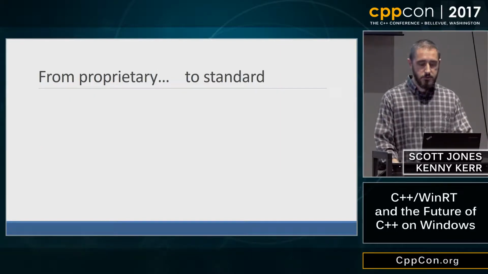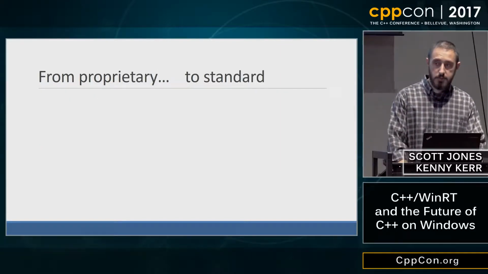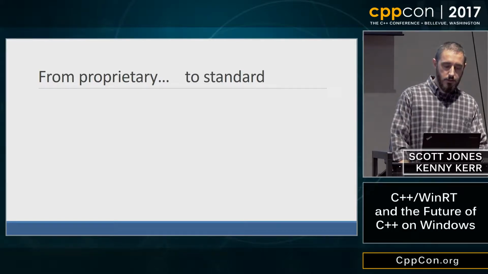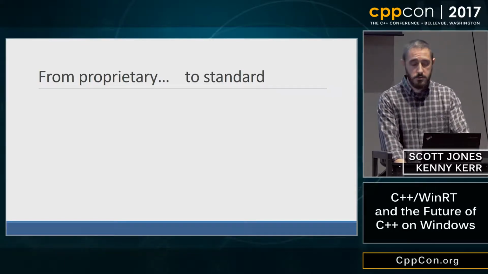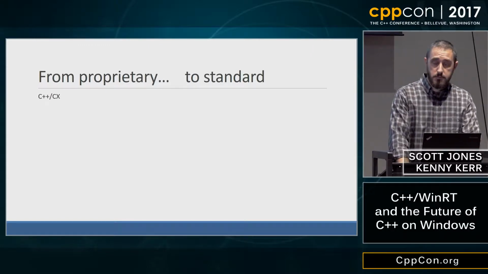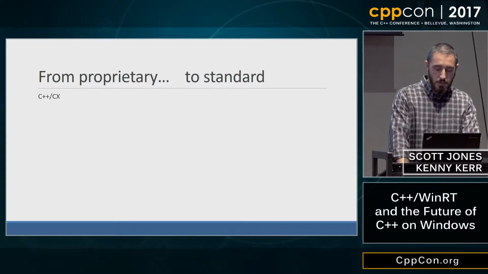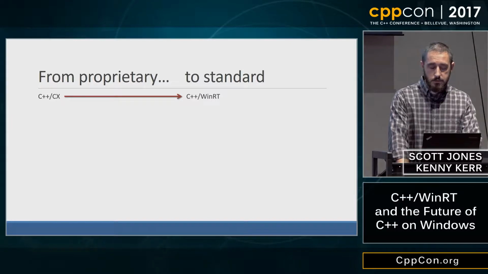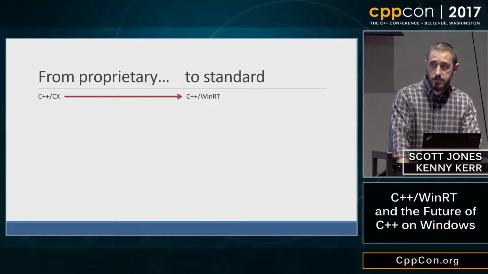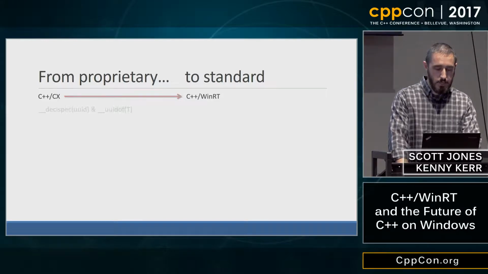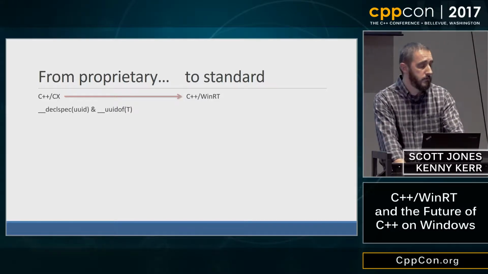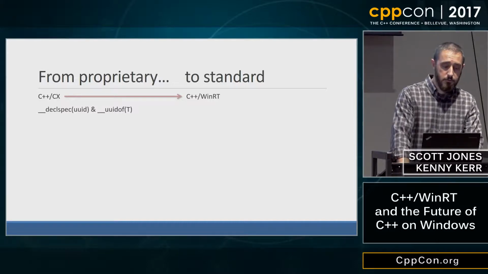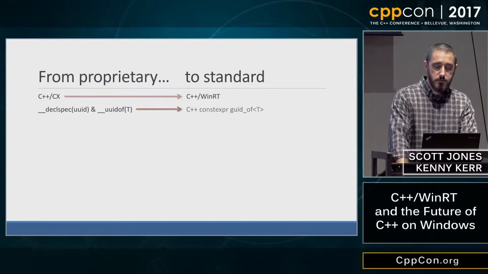From proprietary to standard, this is one of the big themes of this library and certainly our emphasis in Windows in general. One example is C++/CX from the Visual C++ team. We're replacing that with C++ WinRT. A bunch of language extensions in the compiler, replaced by something that's written purely in C++ as a library. Another example is __declspec and __uuidof, mainstays of COM development for decades now. We're replacing those with constexpr functions such as guid_of, which we'll talk about a little bit more as well.